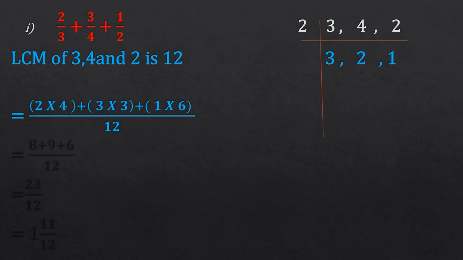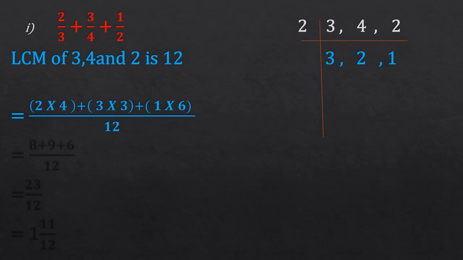Now what you will do? Divide this 12 by the denominator of the first fraction, that is 3. 3 4s are 12. Multiply that 4 by 2. It is 2 multiplied by 4. I have kept it in one bracket for better understanding. Now take the second fraction. Divide 12 by the second denominator 4. 4 3s are 12. Multiply this 3 by the numerator, that is 3. 3 multiplied by 3. Then plus sign. Then divide 12 by the third denominator, that is 2. 2 6s are 12. Multiply 6 by 1.